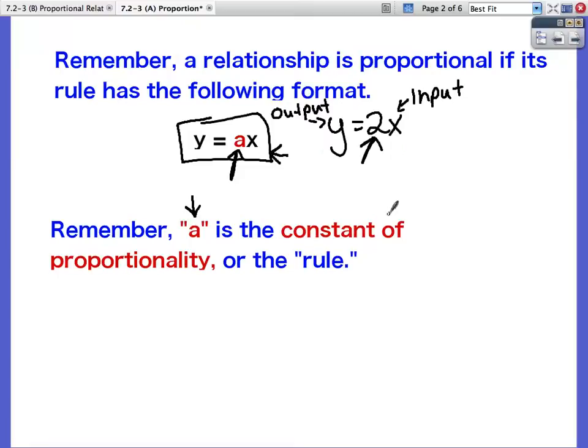Another way that I like to think of it is if you know an output but don't know an input, you should be able to divide by A to figure out x. Let me say that again. If you know y right here, if you know this number but don't know x, you should be able to divide by A to figure out x, because the opposite of multiplication is division. Now, I realize that may not make a lot of sense, so let's go on to an example here where it will make more sense.